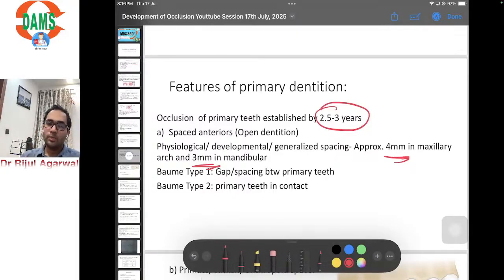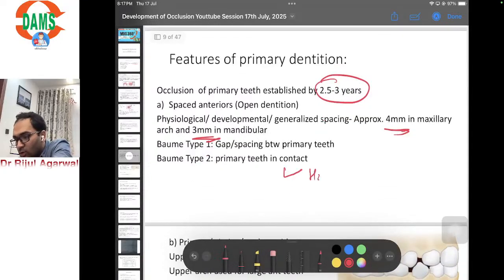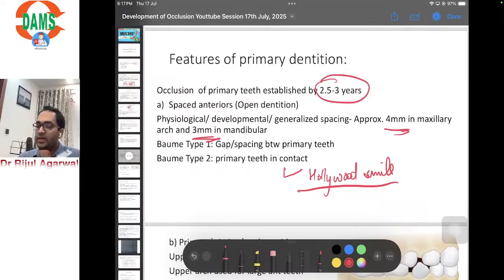Okay, and Baume classified this into two types. Type 1 is gap or spacing between primary teeth, and type 2 is primary teeth are in contact. Now this primary teeth in contact, if present, is known as Hollywood smile. And why this spacing is required for the eruption of permanent teeth, we'll discuss it when incisor liability and all in the upcoming slides. I hope it's clear until now.